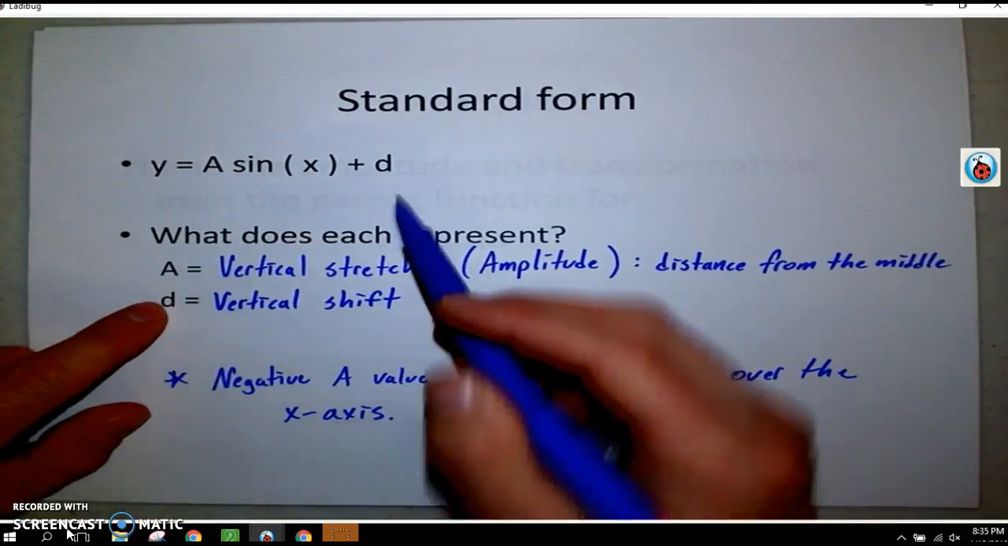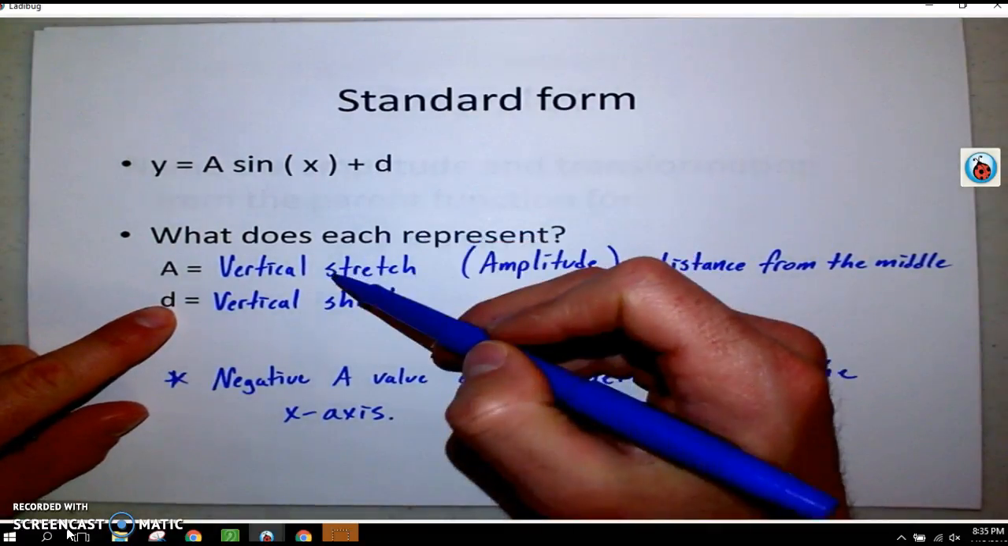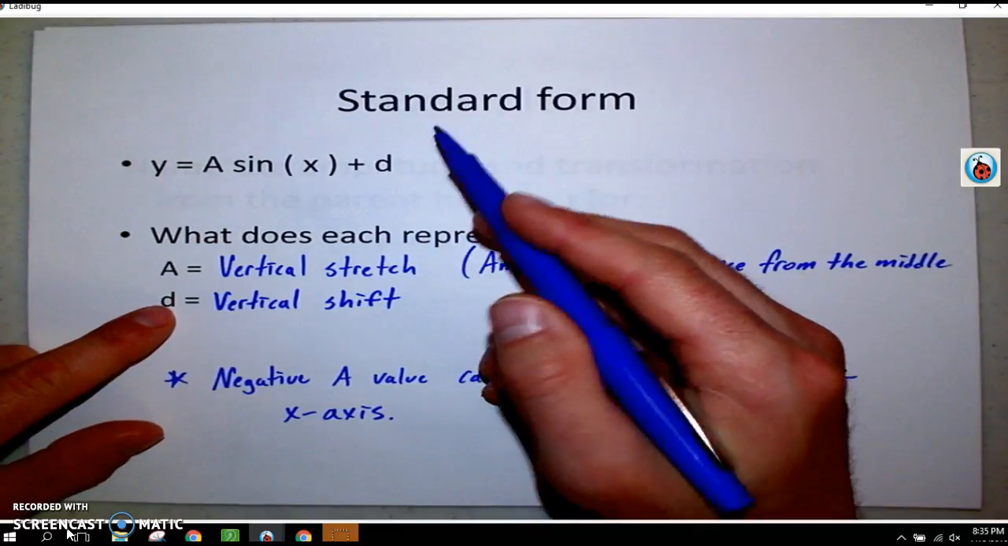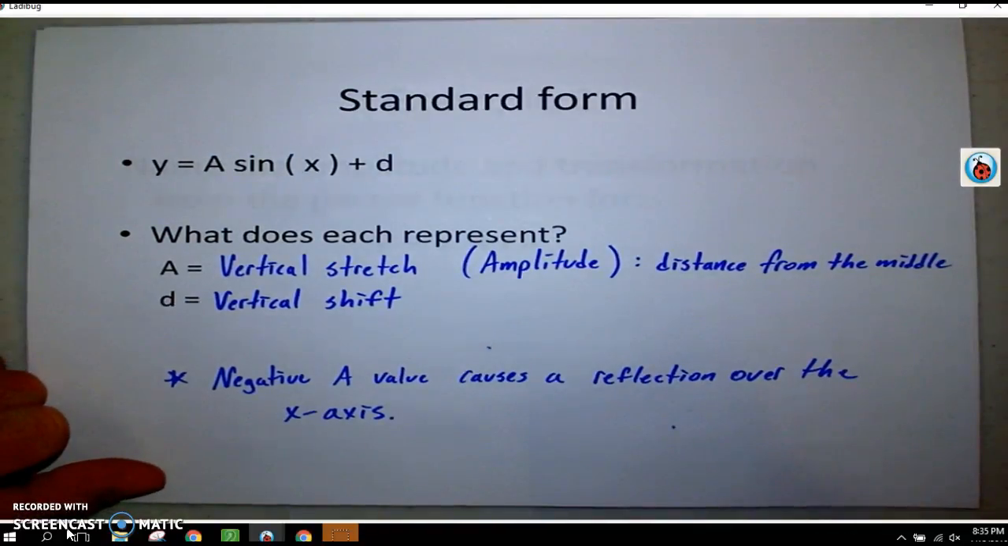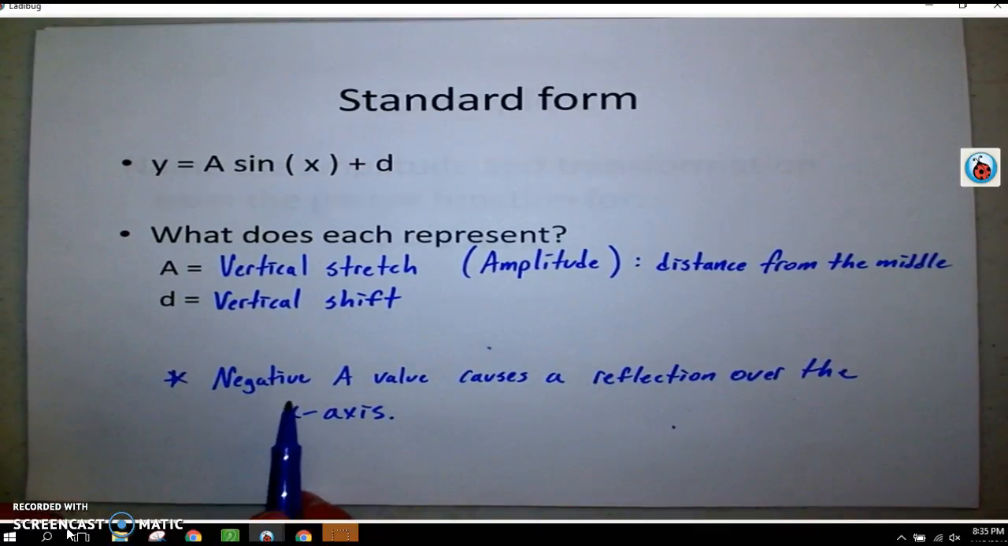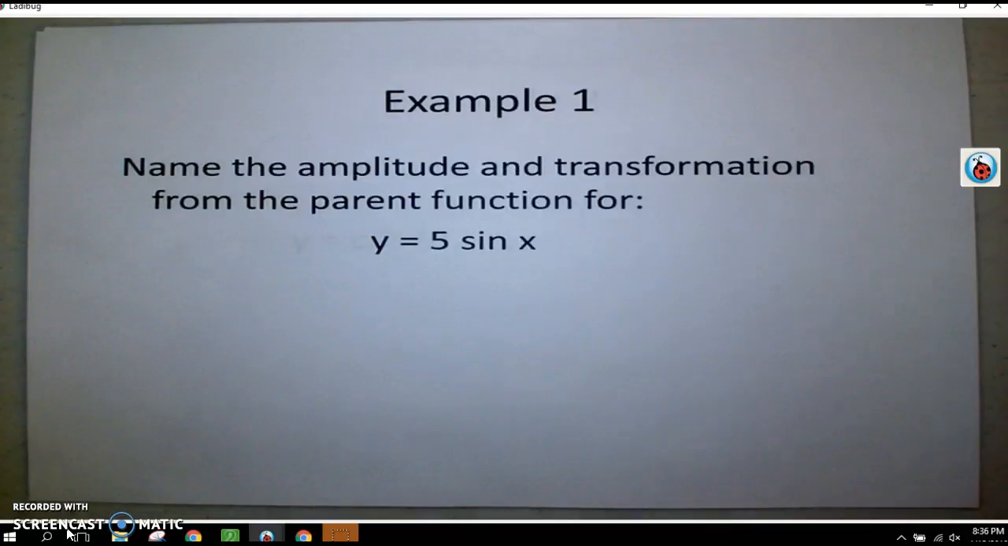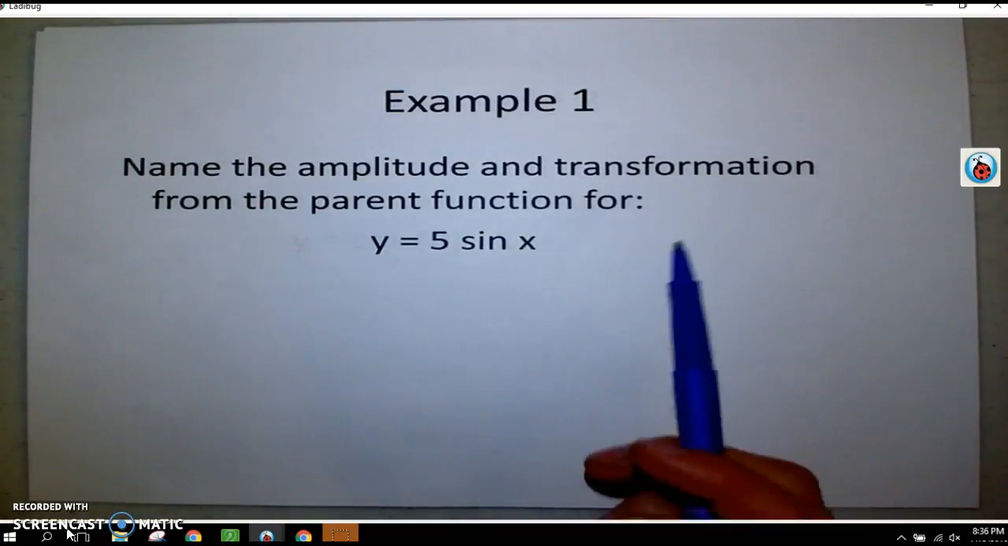And anything that is added or subtracted out at the end here is going to be a vertical shift. If it's a positive value, we're going up. If it's a negative, we're going down. And the last thing to formalize and talk about is that a negative a value causes a reflection over the x-axis.